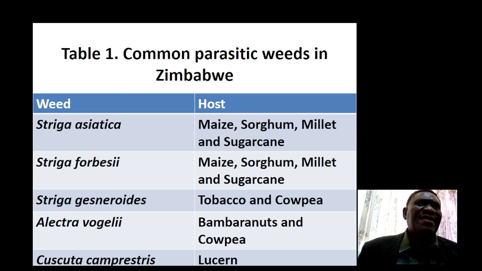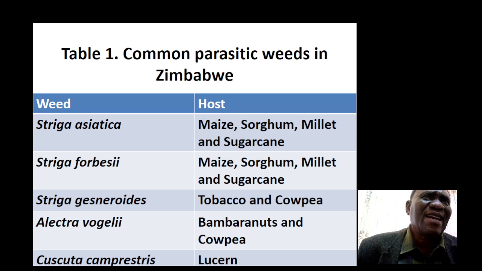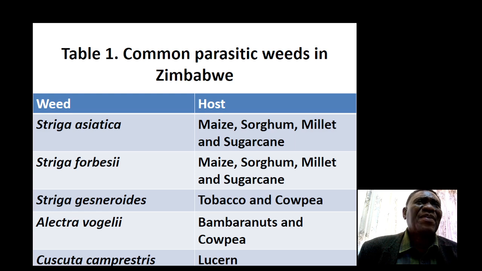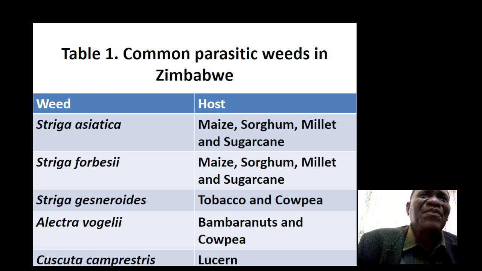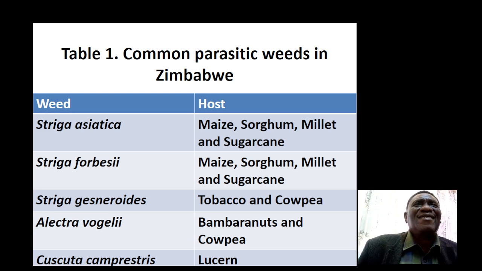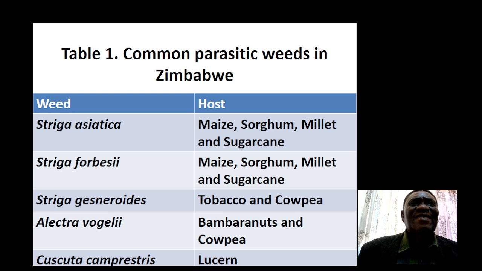Striga gesnerioides affects tobacco and cowpeas, although we haven't seen it on cowpea yet. Then Alectra vogelii, it affects bambara nuts and cowpeas. And Cuscuta campestris, it affects lucerne. Here I've left Rhamphicarpa fistulosa, which affects rice in wet areas.